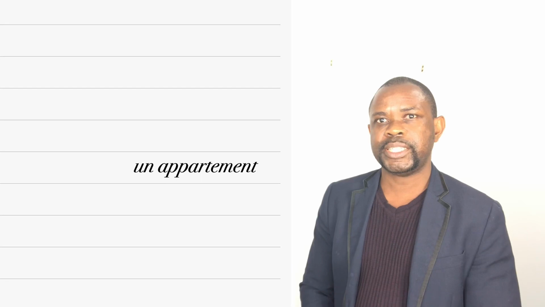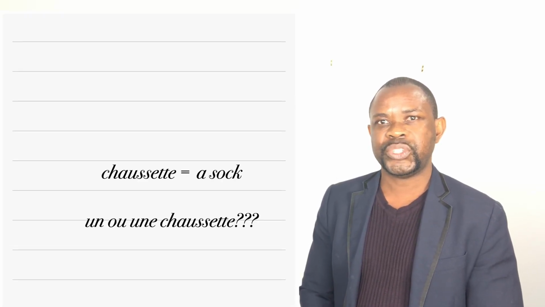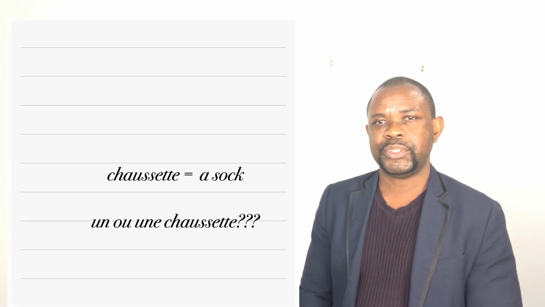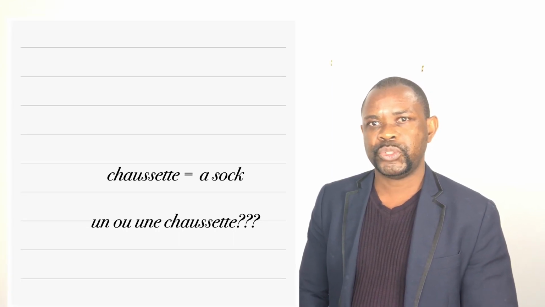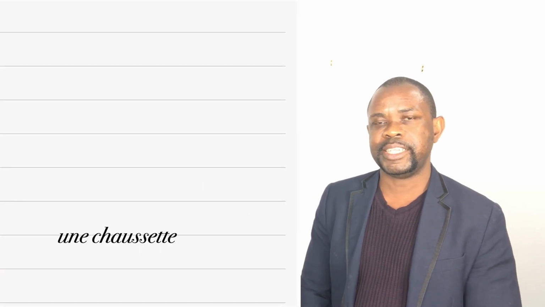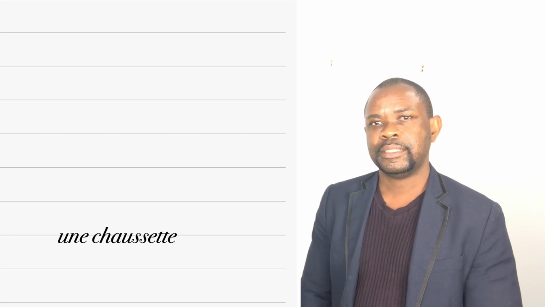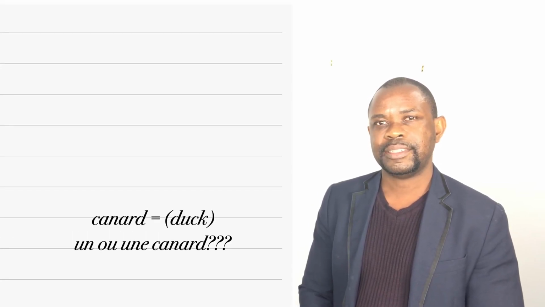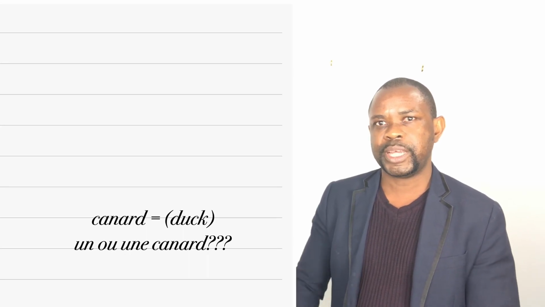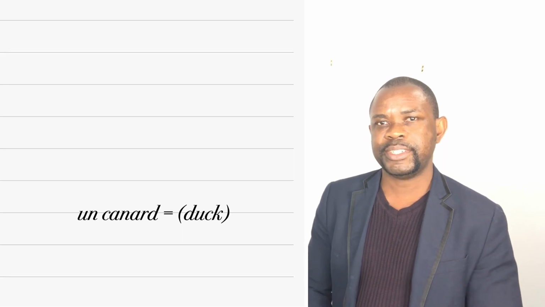The next one is chaussette. If you said une chaussette, you're correct. It's une chaussette. Ends in an E. Next one is canard. Is it un canard or une canard? If you said un canard, you're correct. Ends in a D.